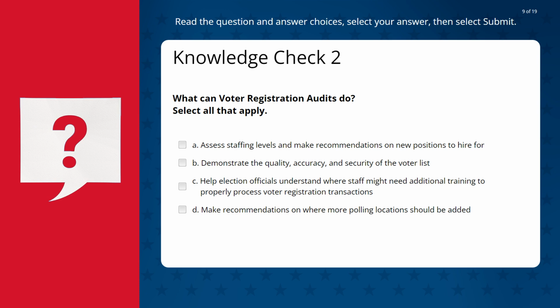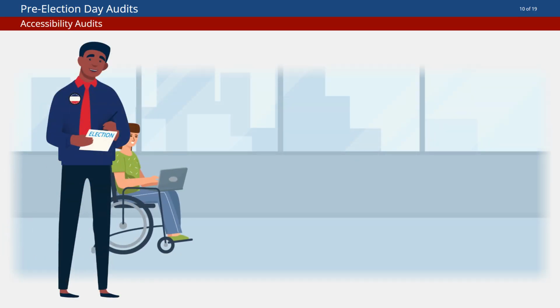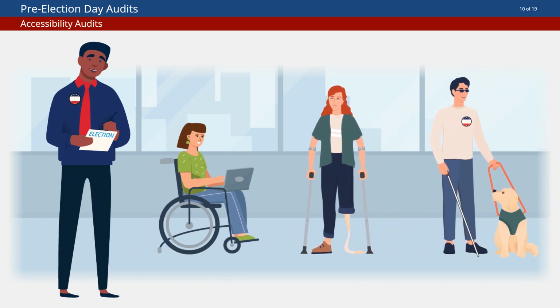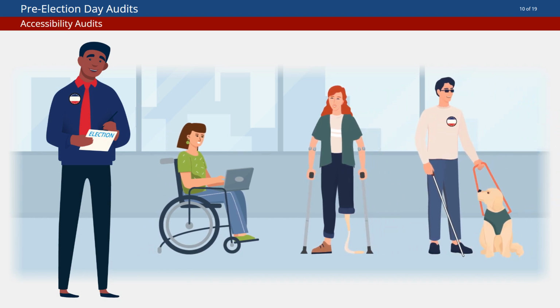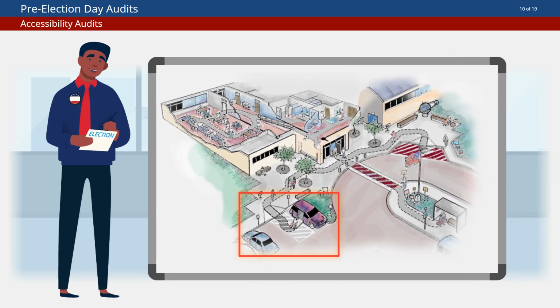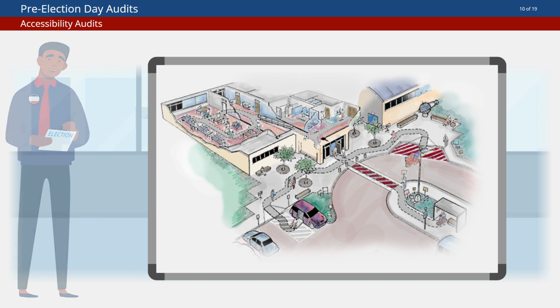Accessibility audits help election officials ensure that voting locations and election offices are accessible to voters with disabilities. These audits evaluate things like the number of accessible parking spaces and whether there are ramps, passenger drop-off areas, and clear walkways that meet the requirements of the Americans with Disabilities Act, or ADA.